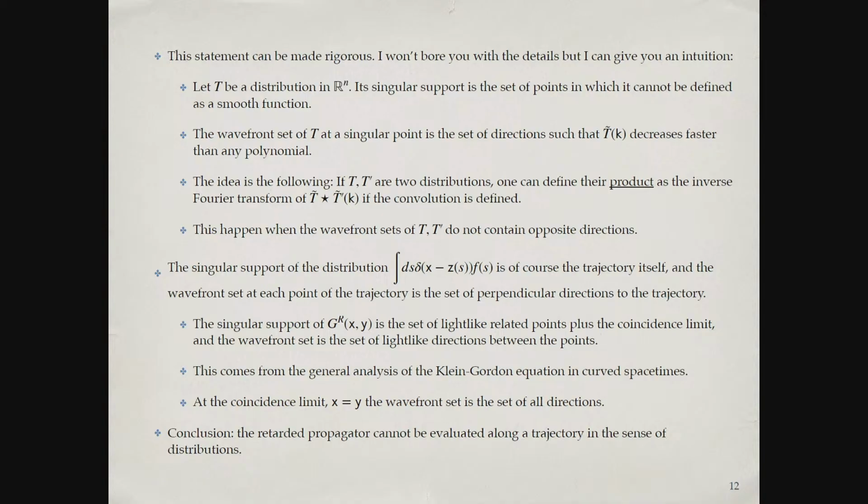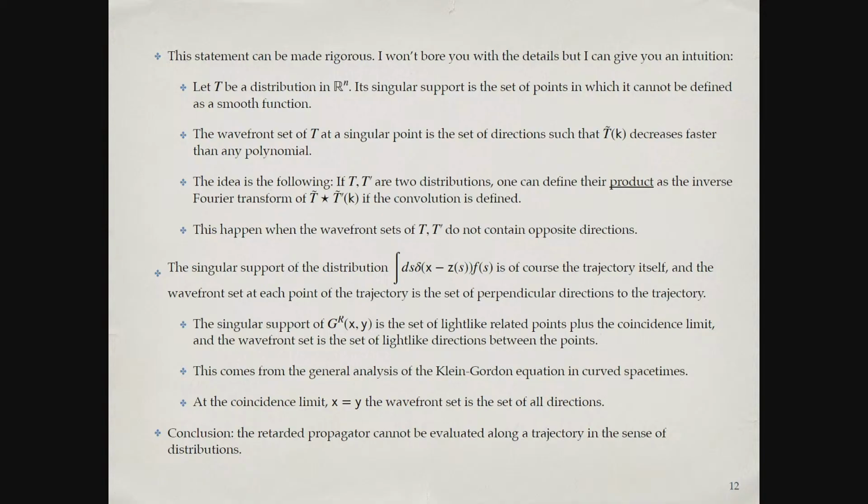So if you have a distribution in R^n overall, its singular support is the set of points in which it cannot be defined as a smooth function. There are points, like, I don't know, you take a principal value, you take a delta, the points in which it is singular. That's an intuitive definition, right? So one can refine the concept of singularity for distributions, and that is called the wavefront set.